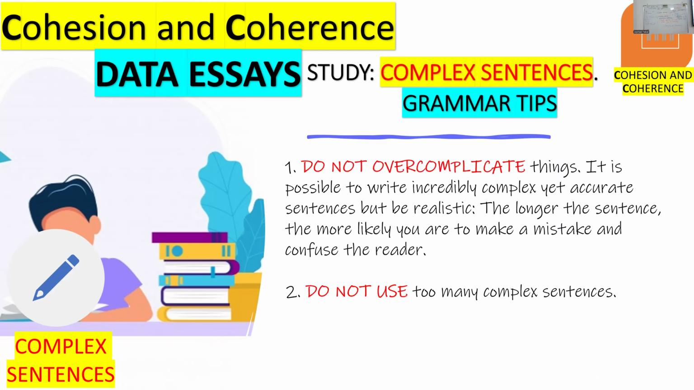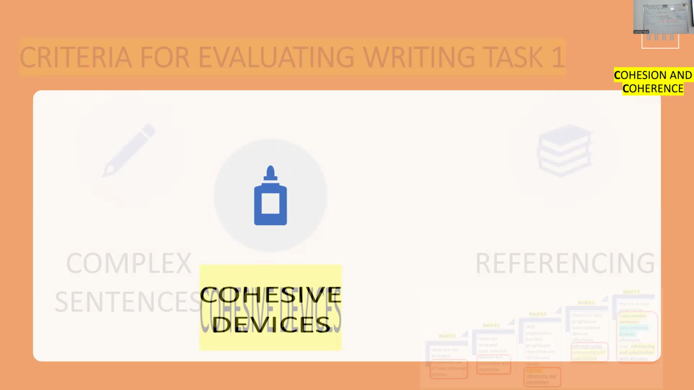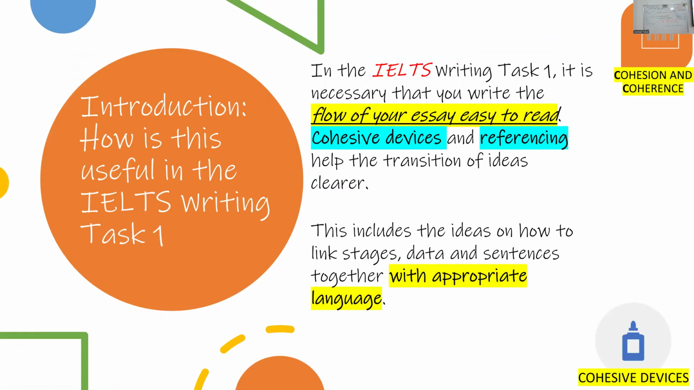So one thing that we have to consider here is that one should never overcomplicate the use of complex sentences. So one or two subordinating conjunctions must be used in a sentence. Okay. Now let's move on to referencing.